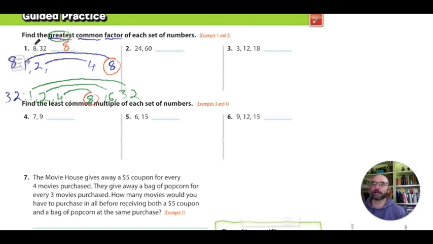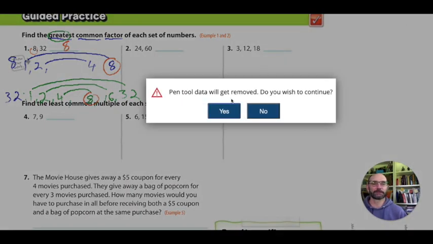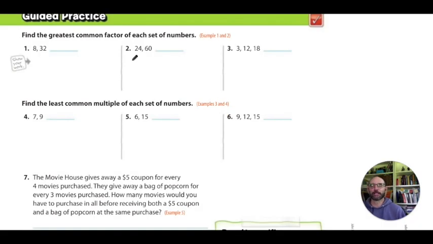So notice sometimes the answer is one of the numbers. Not always, but sometimes it is. Got it? Let's do one more together. Let's clear what I have here. Okay, so let's try 24 and 60, because those are kind of big numbers, a little bit harder. So the factors I'm going to kind of write over here. 24 and we have 60, right?